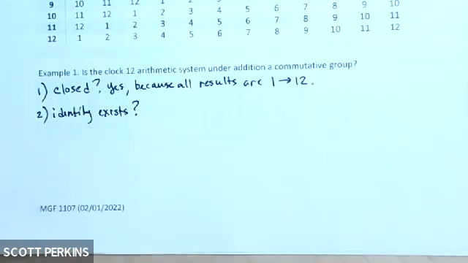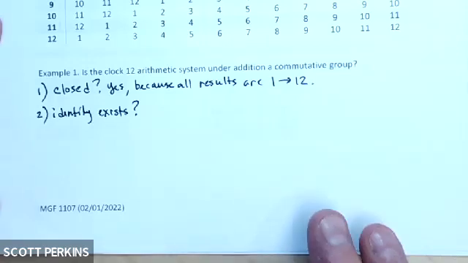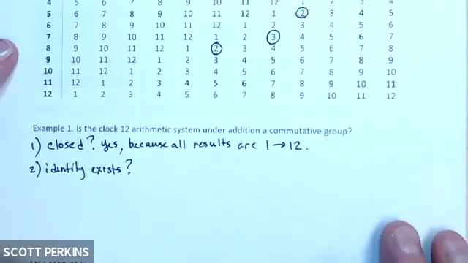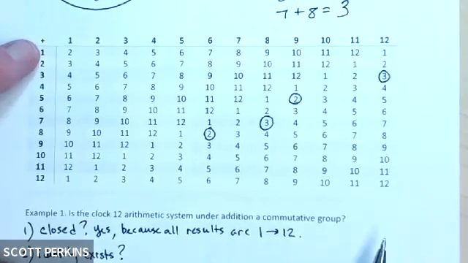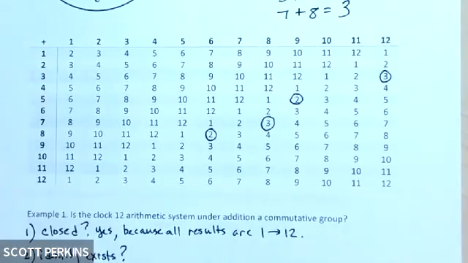What does it mean for something to be an identity? Remind me. If I combine something with the identity, what do I always get? The same thing, right? So here's how you know if an identity exists. Look for a row or a column that repeats the original elements.